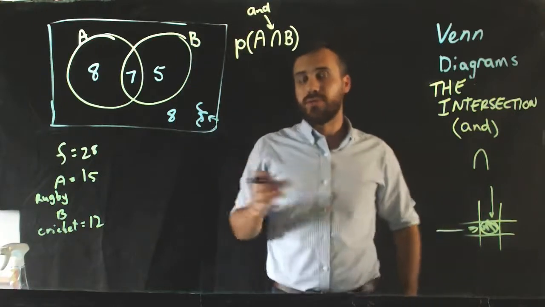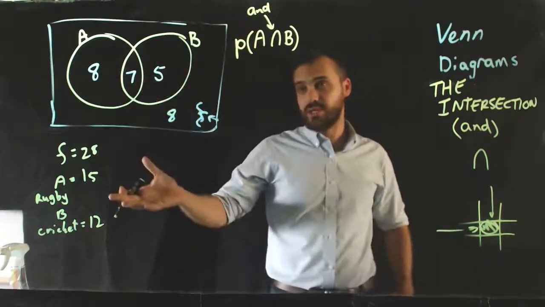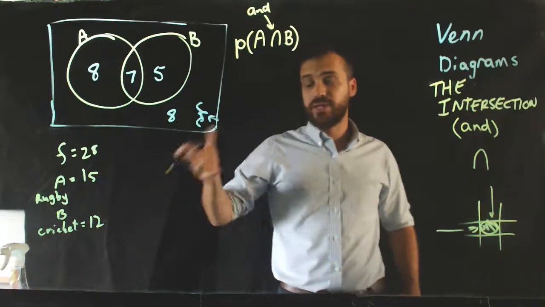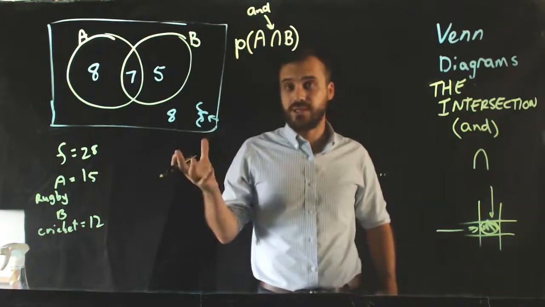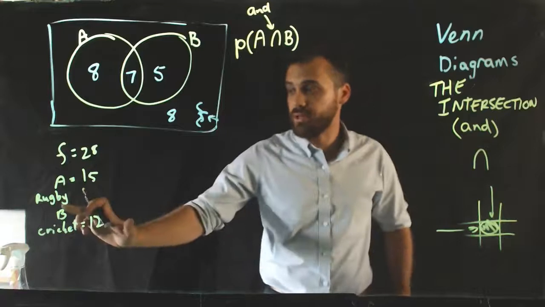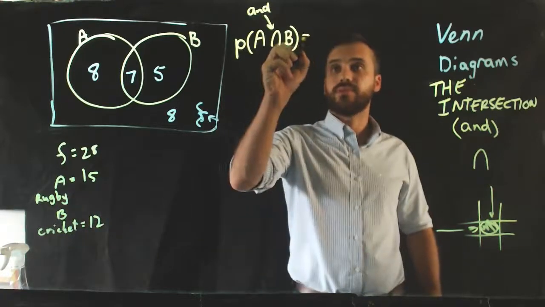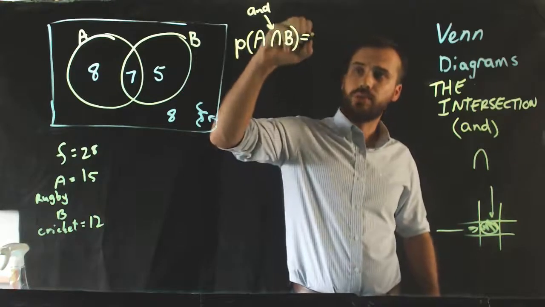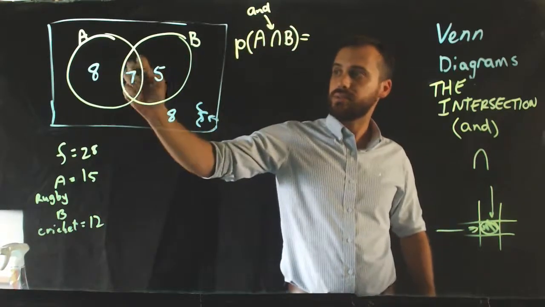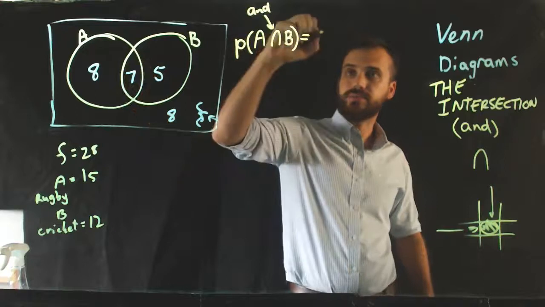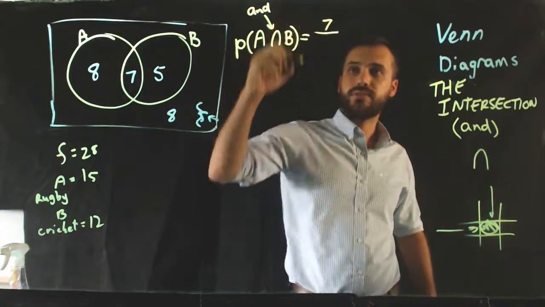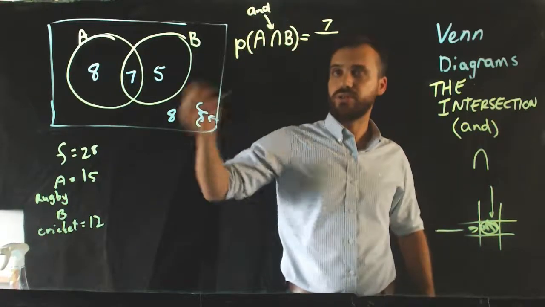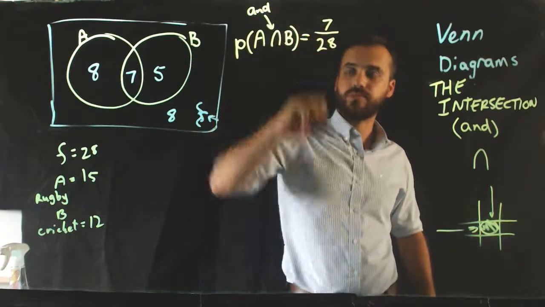So the probability that if you pick a student, there's 28 students in this class, if you pick a student at random from this class, the probability that they play both rugby and cricket is going to be equal to probability here. 7 over the total, 28.